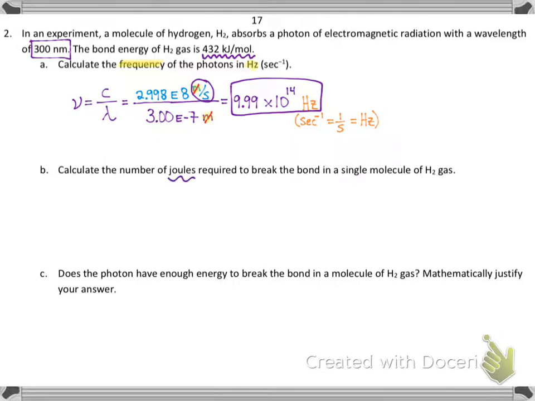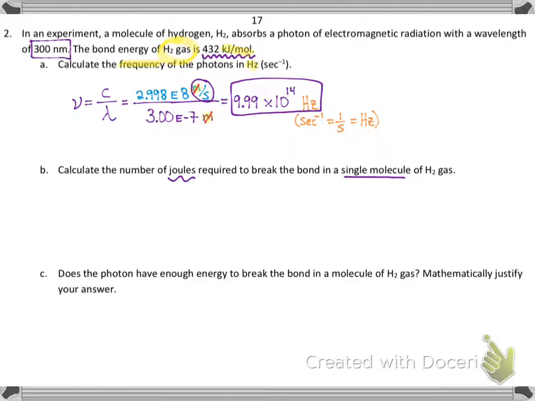Calculate the number of joules required, so joules, that's energy, required to break the bond in a single molecule of hydrogen. You may be thinking, but wait, I thought they gave me that. They gave me the bond energy. Oh, they did, but they gave it to you in kilojoules per mole. Now, this isn't moles of photons because we're talking about hydrogen. This is moles of hydrogen bonds being broken.